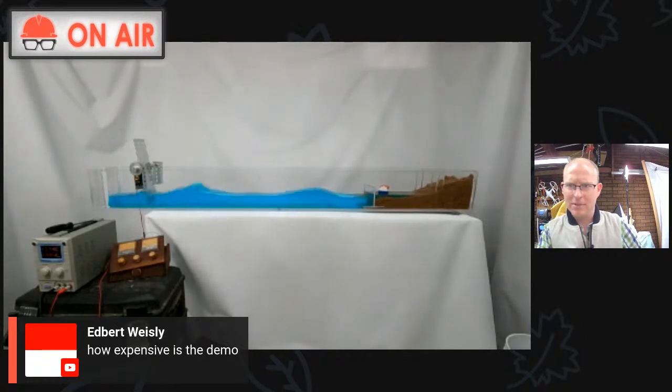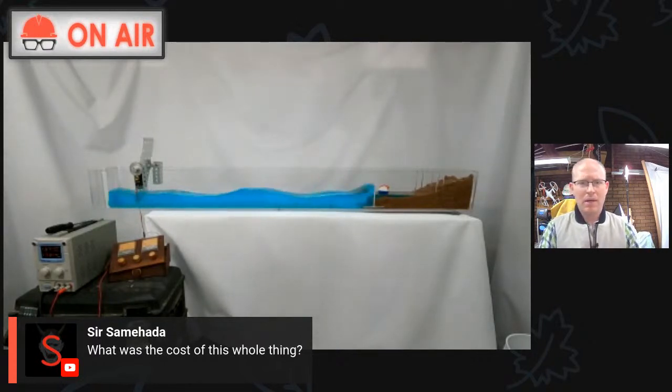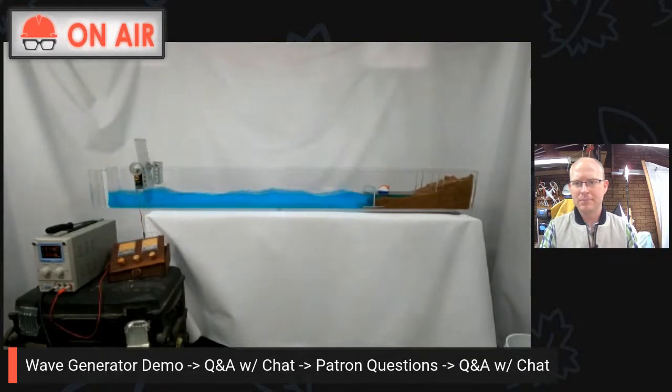How expensive is the demo? Off the top of my head, I really don't know. Those Actobotics parts are a little bit expensive, but for me, it's worth it because it saves a lot of time in the fabrication. You could go on ServoCity and take a look at all the parts they have. It's not completely out of the realm of a hobbyist, but they are a little pricey compared to if you had a machine shop and could fabricate everything yourself.